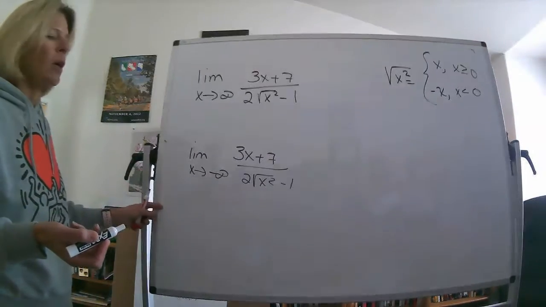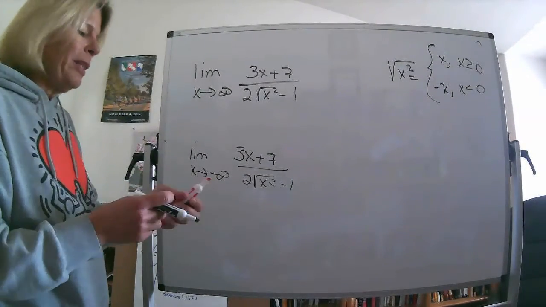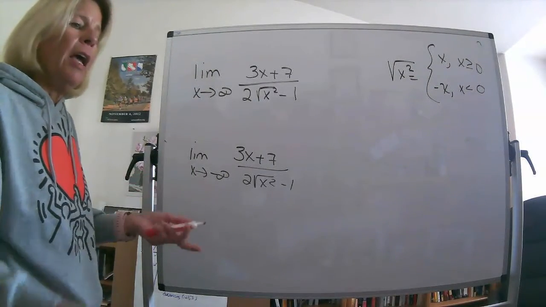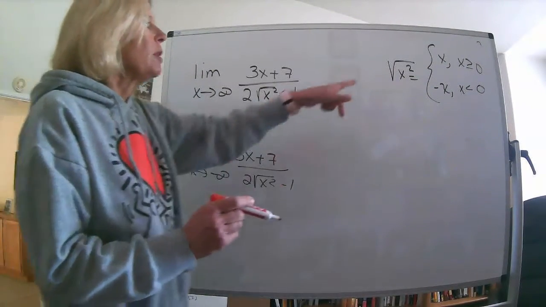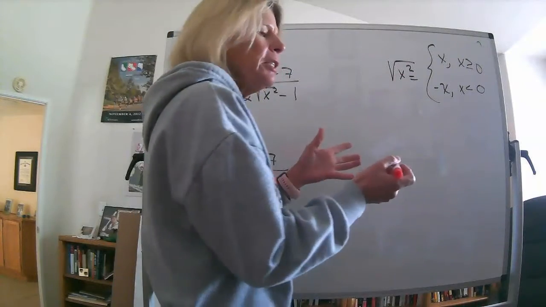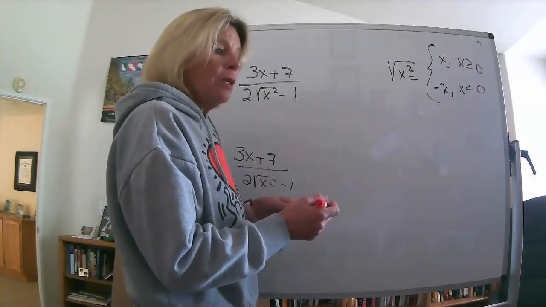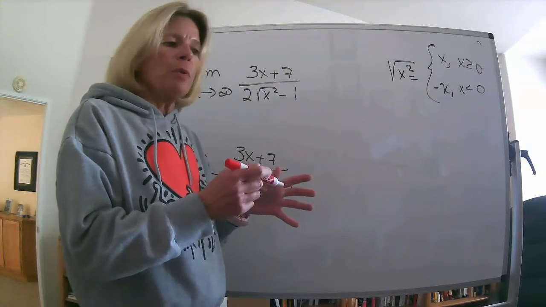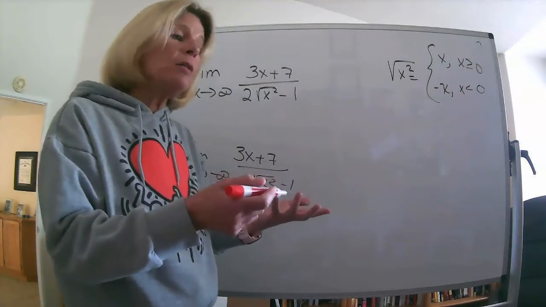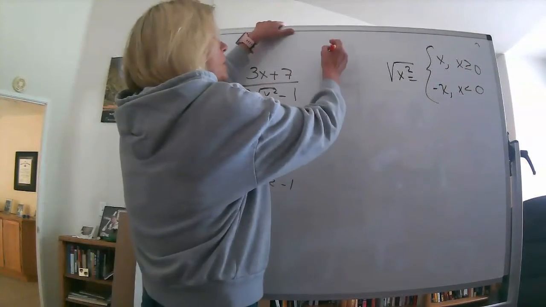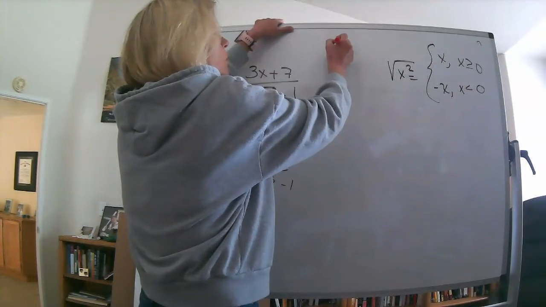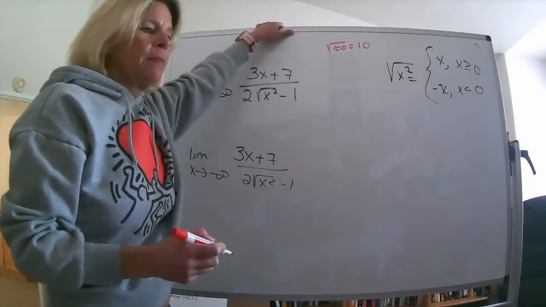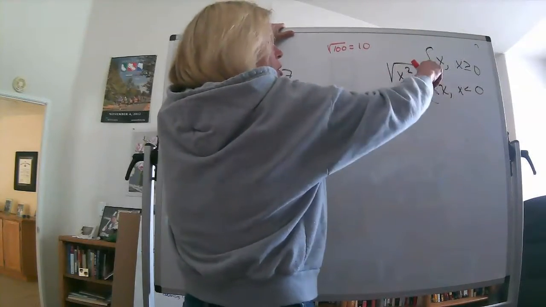Finally, we're going to look at what the definition of the square root of x squared is and look at a couple of those problems. So let's think about what's going on when we take the square root. When we take the square root, it's always the principal square root, which means the positive square root. So for example, if I take the square root of 100, I just say 10.